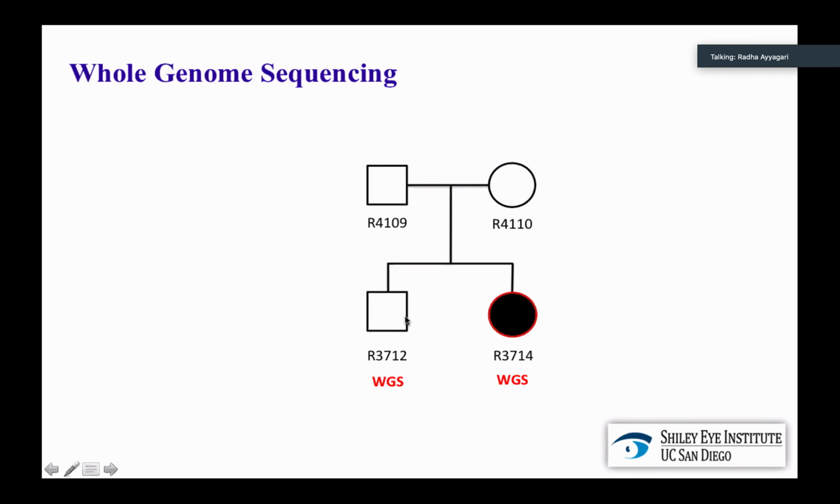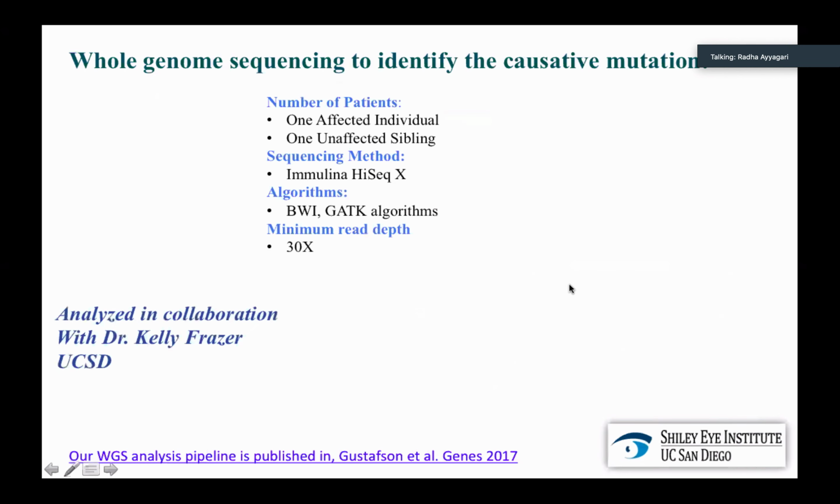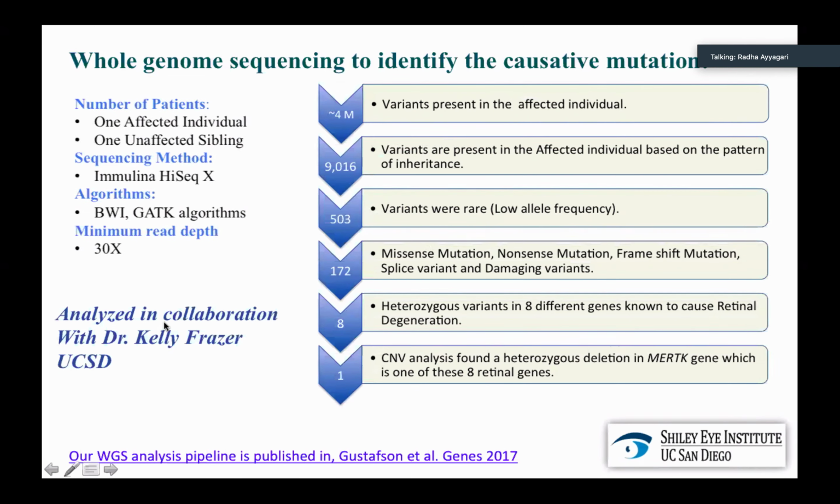We sequenced the whole genomes of the patient and her unaffected sibling, and analyzed this data in collaboration with my colleague Kelly Fraser at UCSD. All our genetic analysis was done in collaboration with Kelly. We observed 4 million variants in both the affected and unaffected siblings, and we used various filtering criteria to identify the variants that are likely to be associated with pathology. We observed 8 variants in known retinal dystrophy genes, but they're not sufficient to cause disease. And we also observed 1 additional structural variant in the gene MERTK.